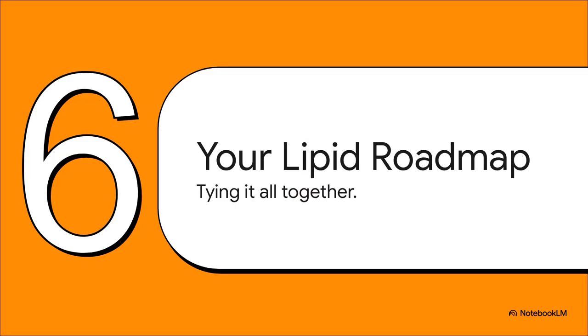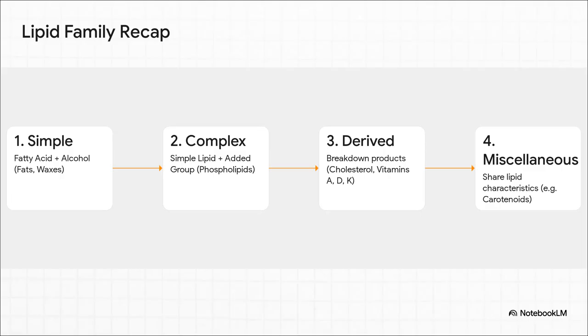Okay, we've officially toured the entire family tree, so let's just do a quick recap to make sure this whole roadmap is crystal clear. So let's put it all together one last time. Everything starts with simple lipids, that basic two-part recipe. Then you add another piece to them and they become complex. You break those down into their components and you get the incredibly important derived lipids. And pretty much everything else that just happens to hate water gets tossed into the miscellaneous group. That's the entire family tree in a nutshell.